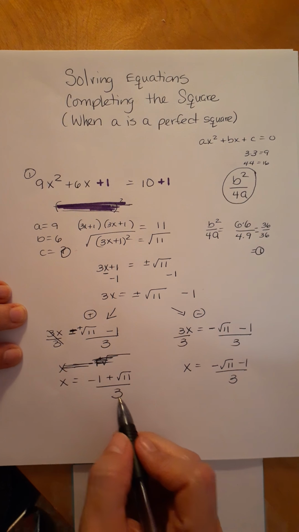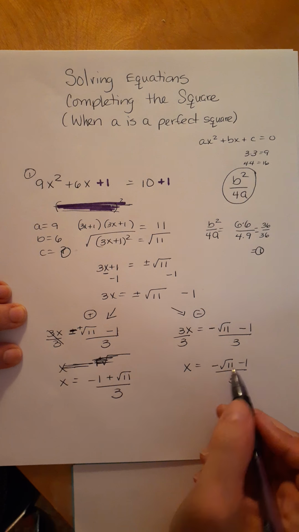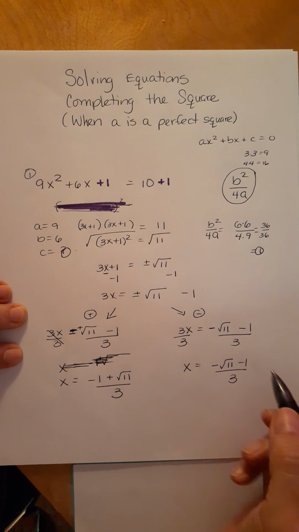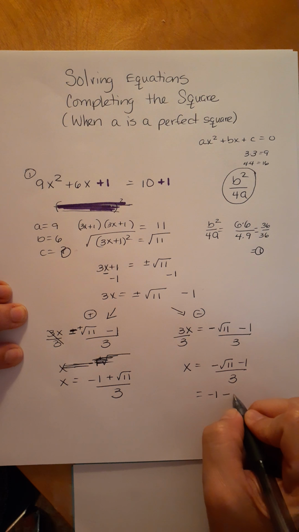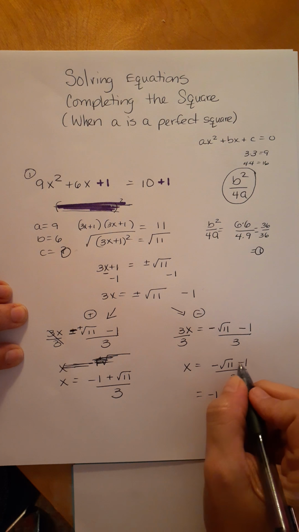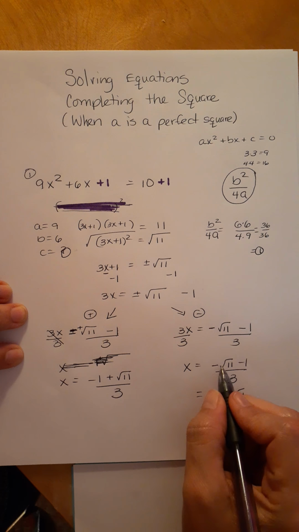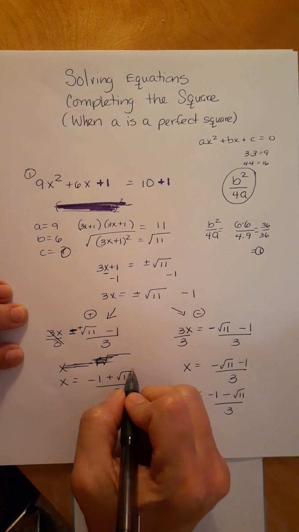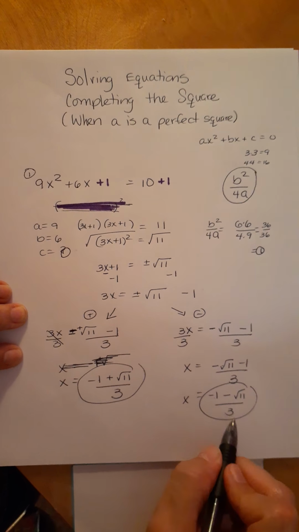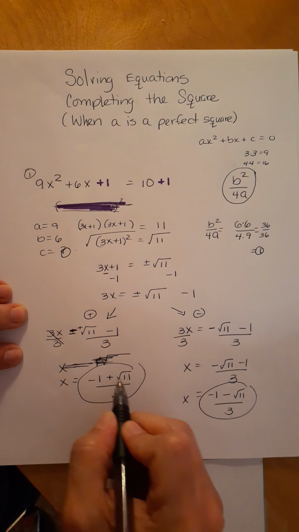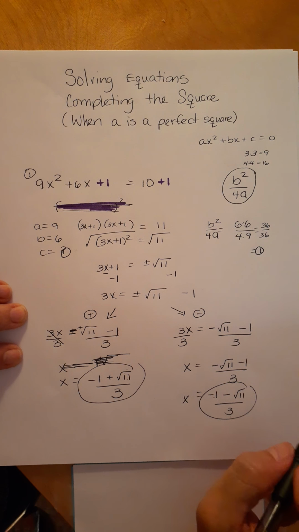If you notice, the minus 1 and the positive 3 are exactly the same. The only thing that's different is plus 11, minus 11. I'm going to put that as negative 1 minus the square root of 11 divided by 3. I can just switch it over. It's still negative 1 and it's still negative 11. These are my two answers. Look at them: negative 1, 3, negative 1, 3, and this is just plus the square root of 11, or minus the square root of 11.